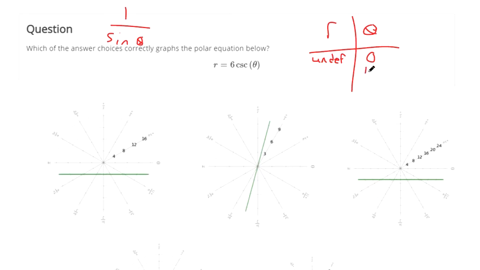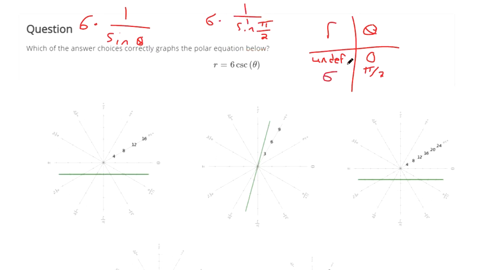Let's check out pi over 2, a 90-degree angle. And cosecant theta, so this is going to be 6 times 1 over sine pi over 2. I should have put times 6 over here. But sine of pi over 2, that is 1. 1 divided by 1 is 1. 1 times 6 is 6.